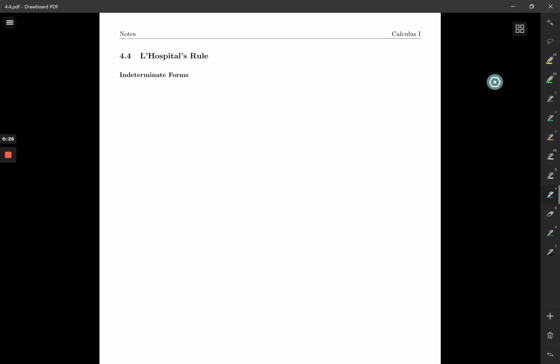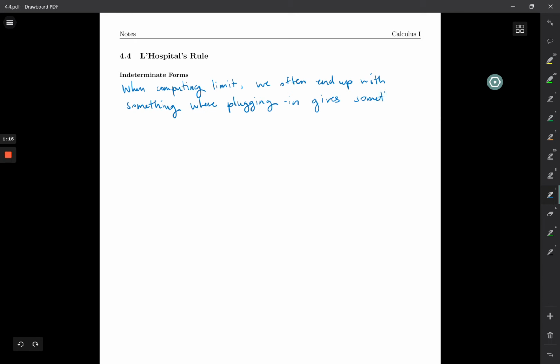So when we're computing limits, and I'll write this down so that we can remember, we often end up with something where, when we actually plug in the value that the limit is approaching, meaning plugging in the value that the variable is approaching, it gives you something of the form zero over zero or infinity over infinity. And these are what are called indeterminate forms.